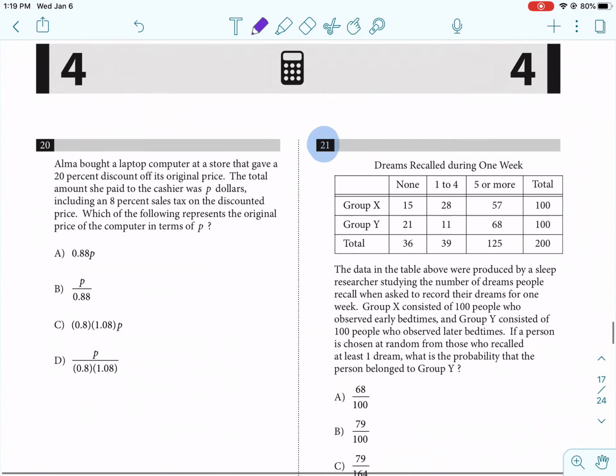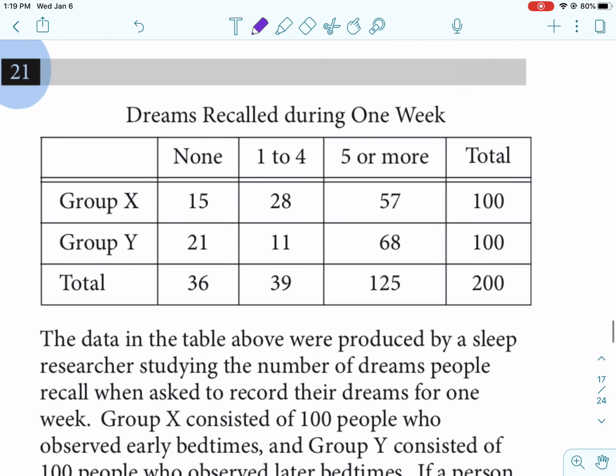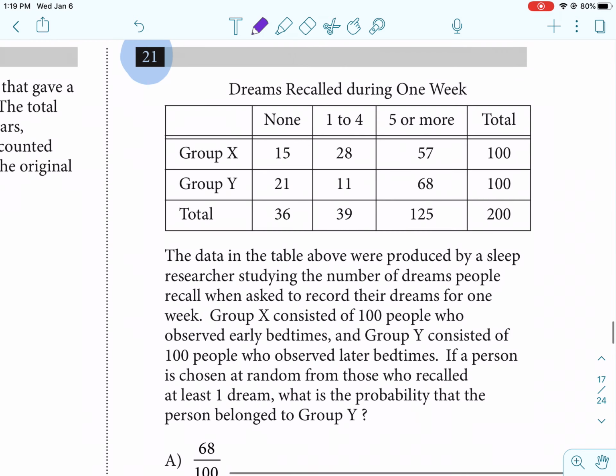All right, moving right along, we're going to go to 21. This is a probability question. So it's really easy to get bogged down by all of this information. But let's try to just skim it a little bit. So I have this chart about dreams. Group X and group Y, it's counting the number of dreams that they had, and it kind of tallies it for you, which is also going to be helpful when I do my probability.